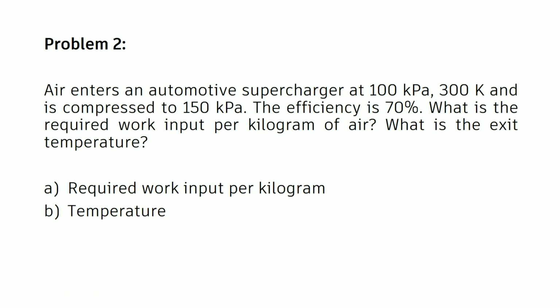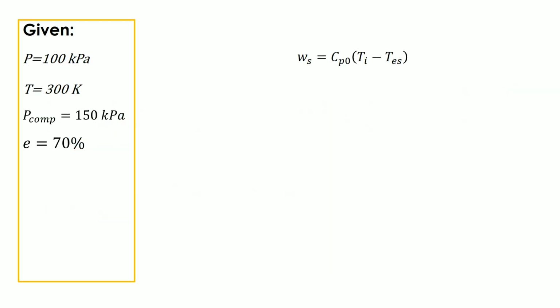For our part 2 problem, air enters an automotive supercharger at 100 kilopascal. It is at a temperature of 300 Kelvin and is compressed to 150 kilopascal. The efficiency is 70%. What is the required work input per kilogram of air? And what is the exit temperature? Our given values are listed on our extreme left corner.